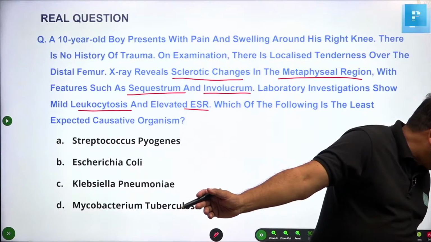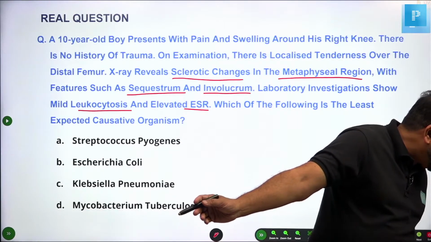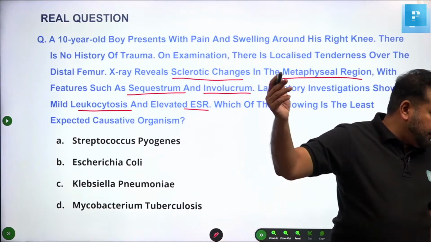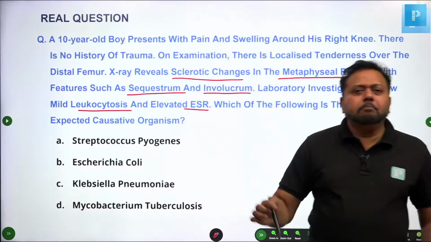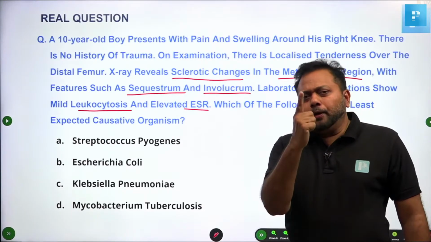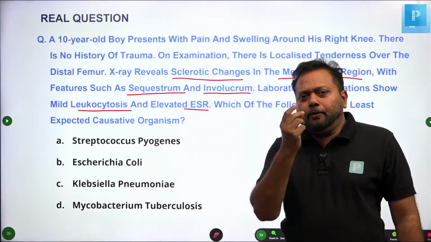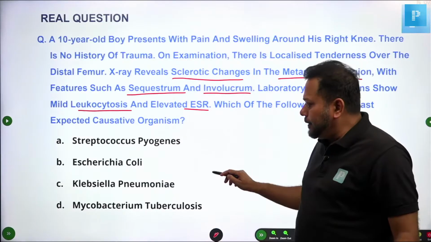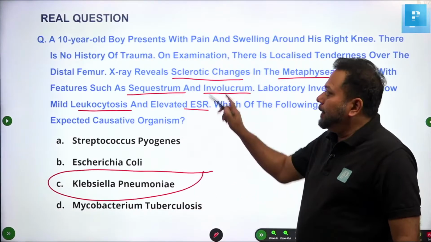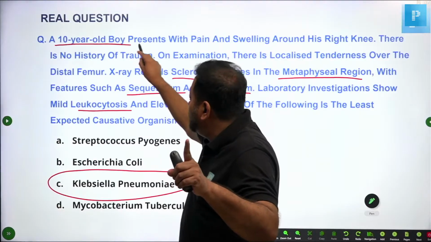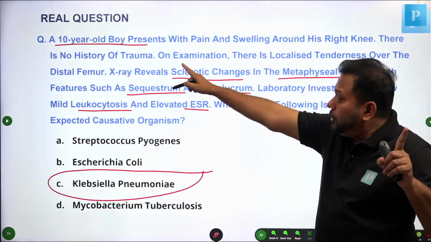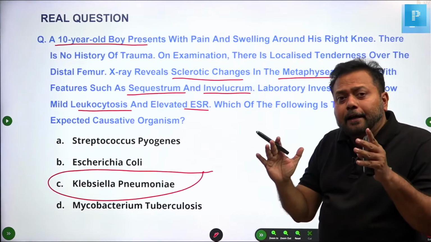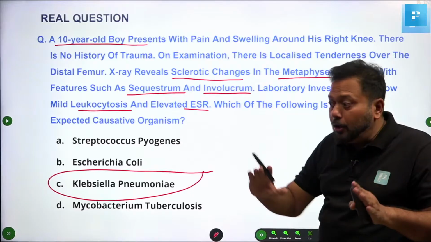Syed has answered, Bella, Pooja, Aspirant, Dr. Pepsi have answered, Mohit, superb, Sangeeta, marvelous guys. That shows very clearly you have revised everything and you are ready to crack the exam. The least common organism is Klebsiella pneumoniae, because here is a 10-year-old boy child with pain and swelling, and it's very clear it's a case of chronic osteomyelitis. That's all, no extra point.